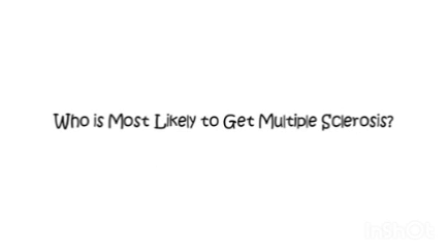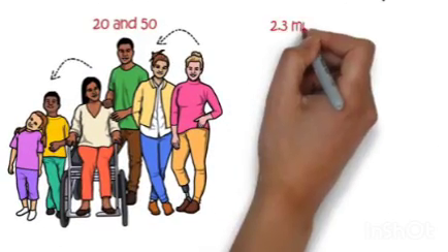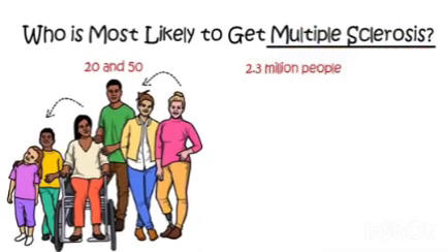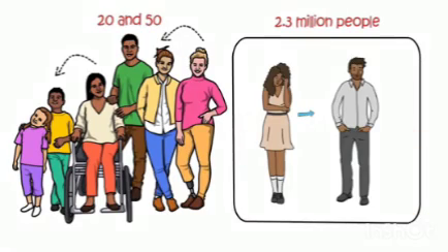Who is most likely to get multiple sclerosis? Multiple sclerosis is most commonly diagnosed in people between the ages of 20 and 50, but it can affect anyone at any age. It is estimated that over 2.3 million people worldwide have multiple sclerosis. Women are twice as likely as men to be diagnosed with the disease.